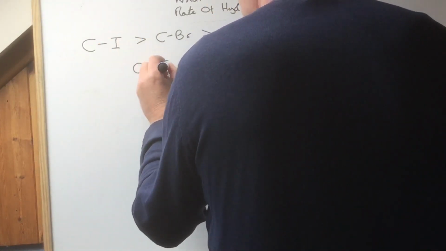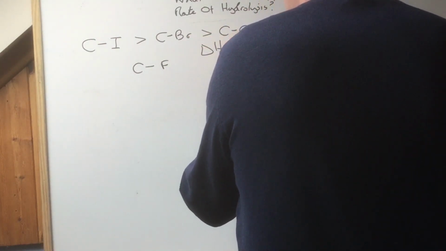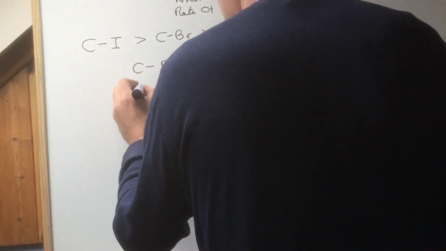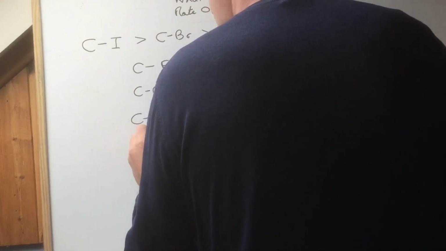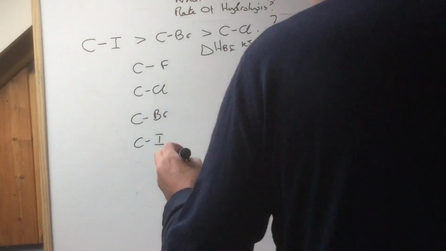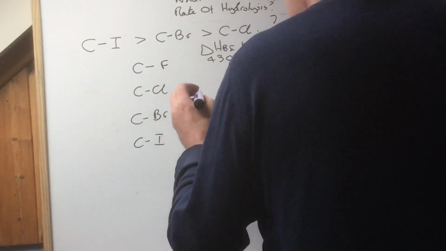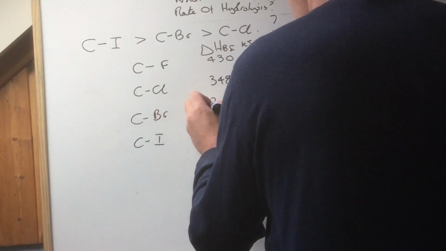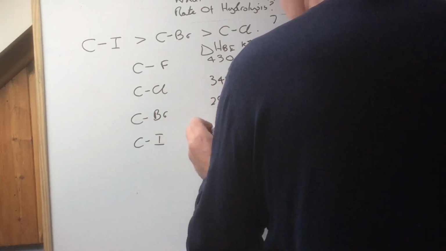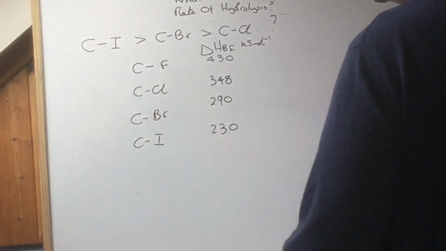CF bond enthalpy, delta H, bond enthalpy data in kilojoules per mole: CF, CCl, CBr, CI, sorted. Bond enthalpy, massively strong, 430, doesn't break, needs a lot of encouragement. Weaker but still strong, I think you know where I'm going on this. Weaker still, weakest of all. Bond enthalpy is the dominant factor.